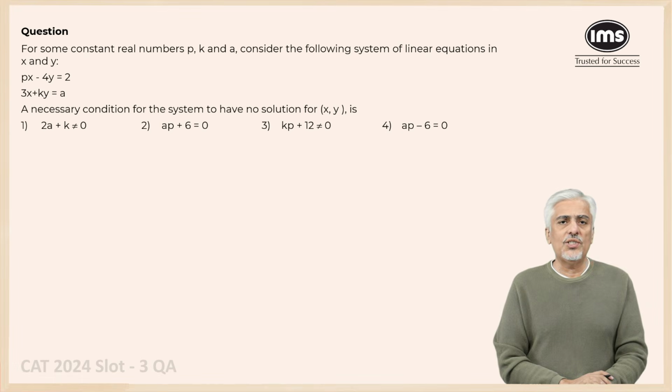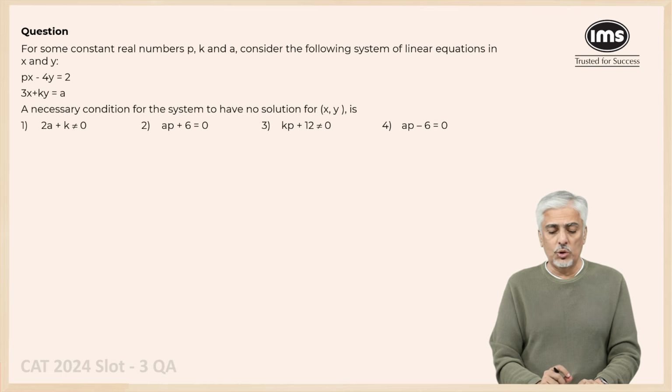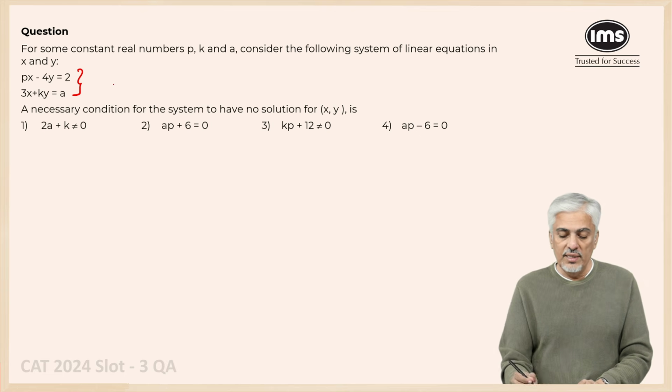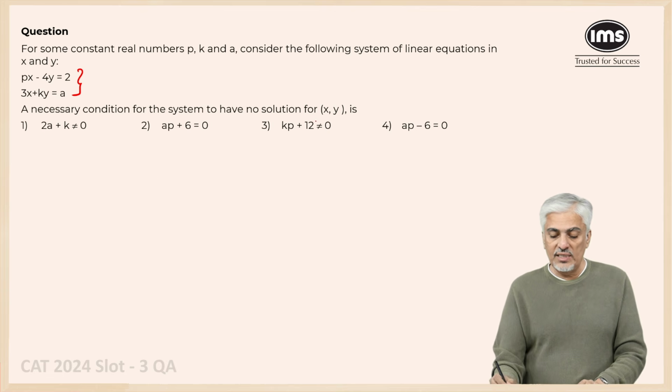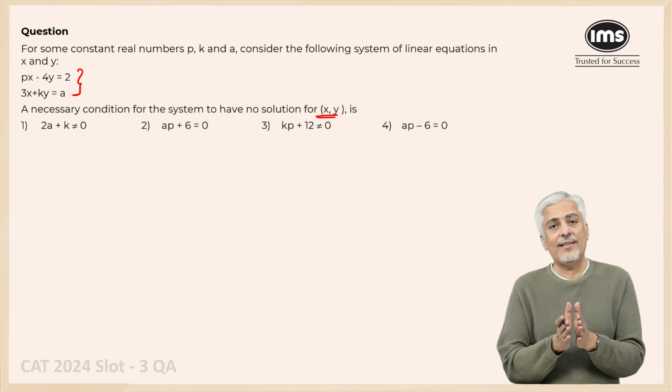Let's have a look at the next question. This is a standard quadratic question. We've done a similar question in one of the last SimCATs also. For some constant real numbers p, k and a, consider the following system of linear equations in x and y. So we have two equations. Which is a necessary condition for the system to have no solution? When do you have no solution? When the two lines are parallel.